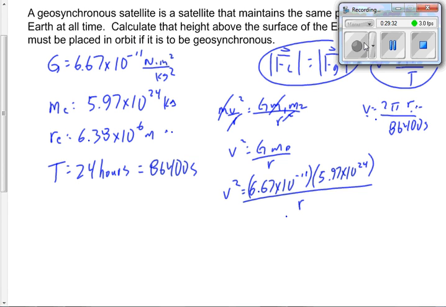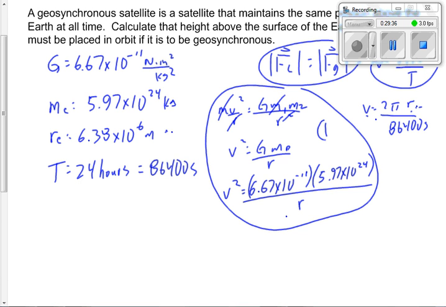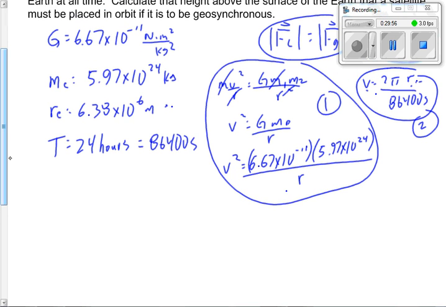Let's call this one equation number 1. And let's call this one equation number 2. Let's take one of those two equations and solve for something that we can make equal to the other one. Let's take equation number 2 and square it. This might seem odd, but if we square equation number 2, this is what we end up with.